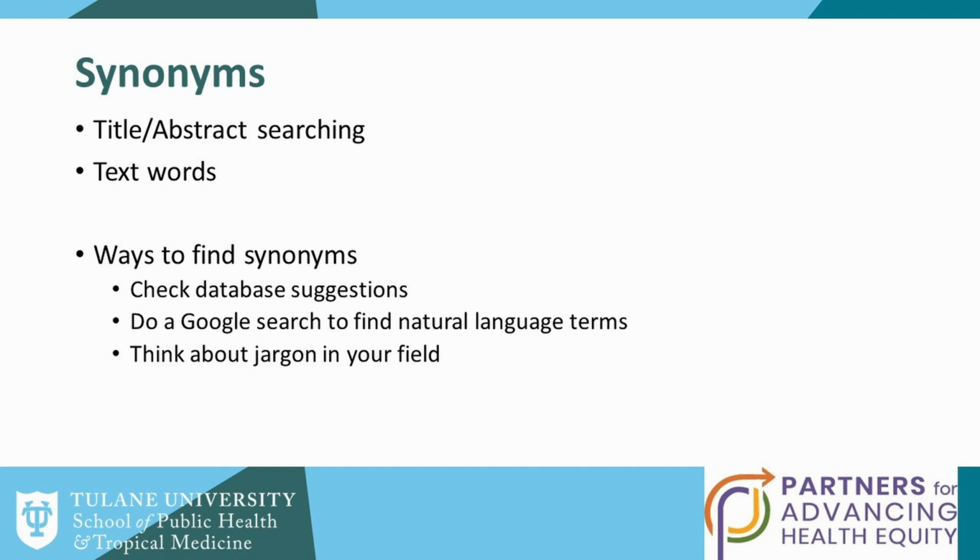Another thing I do is a Google search and see what language people naturally use to discuss a topic. And the third thing is to think about field-specific jargon. Every field has jargon, so what is the particular jargon for your topic? Okay, so let's think about some synonyms. Go ahead and put in the chat some synonyms for maternal mortality.